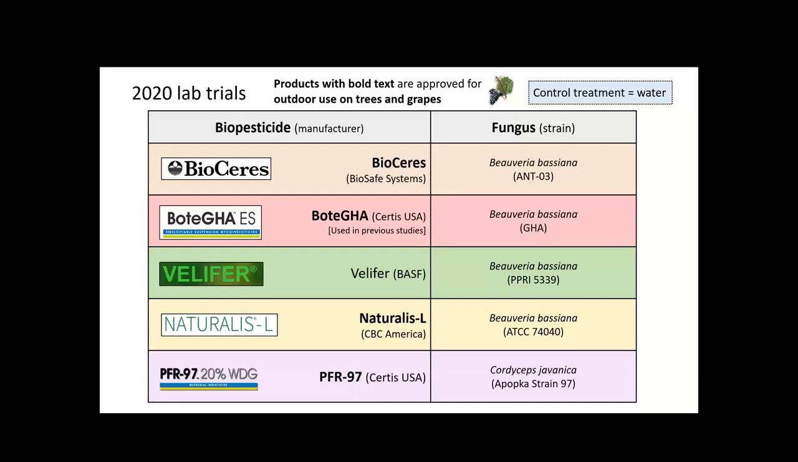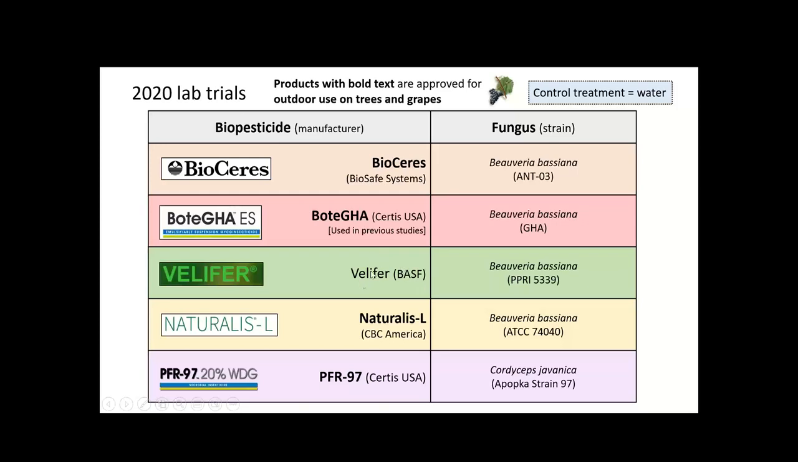So in 2020, I did these lab trials with all 5 of these products. 4 of them used Beauveria bassiana. So BioSeries, Bottega, Velifer, Naturalis, these are 4 different products and they all have a unique strain. So GHA here, this is the one in Bottega and Botanigard. Velifer, this is actually a little newer product.